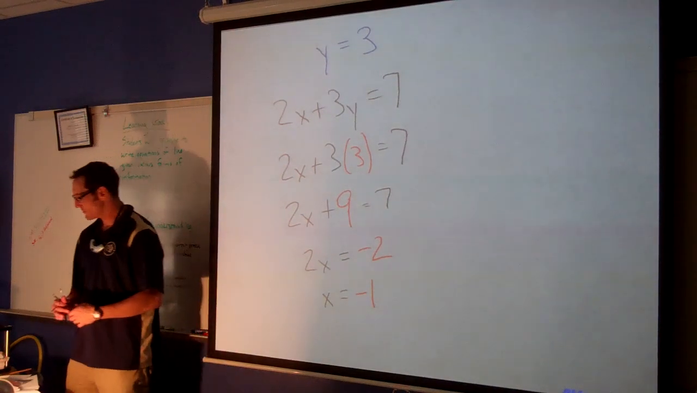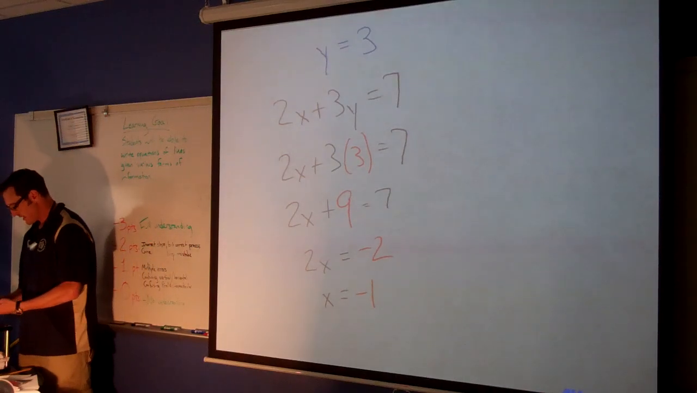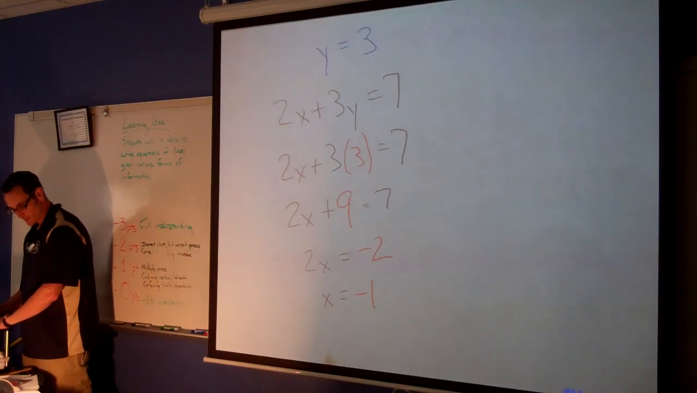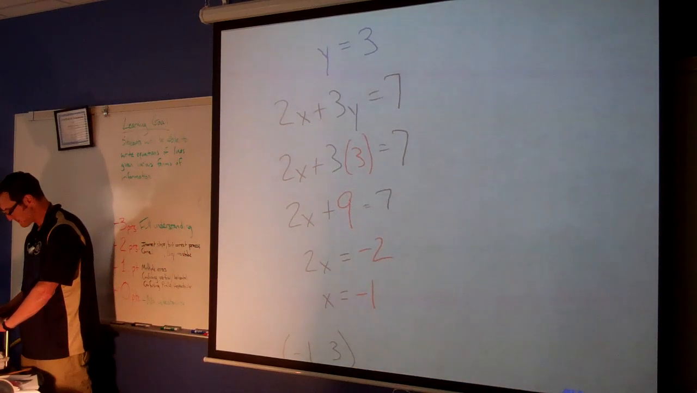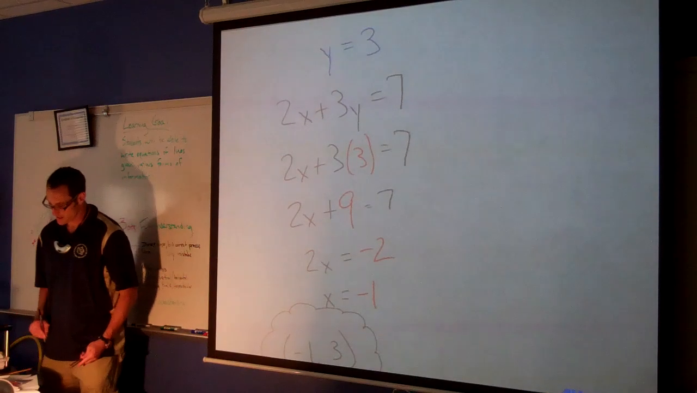And so now we have our two values. We have an x value and a y value, and remember we list it as an ordered pair. The x value is -1, the y value is 3. There is the ordered pair where the two lines cross.